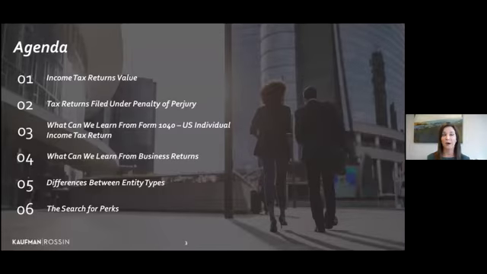So first of all, we'll talk about the value of a tax return in, again, preparing the financial affidavit. The fact that tax returns are filed under penalty of perjury. What we can learn from a Form 1040, which is a U.S. individual income tax return. What we can learn from business tax returns, some differences between the entity types, and the search for perks.